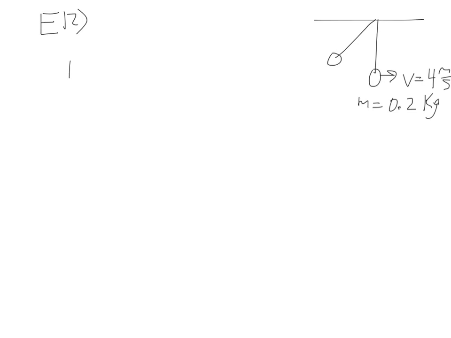So part A is asking, what is the kinetic energy at the low point? And since all of the energy is kinetic and we know the mass and velocity at that point, that's not too hard to do. We can just use our kinetic energy equation, 1/2 the mass times the velocity squared. So 1/2 times 0.2 times 4 squared, or 1/2 times 0.2 times 16, and that's going to equal 1.6 joules.